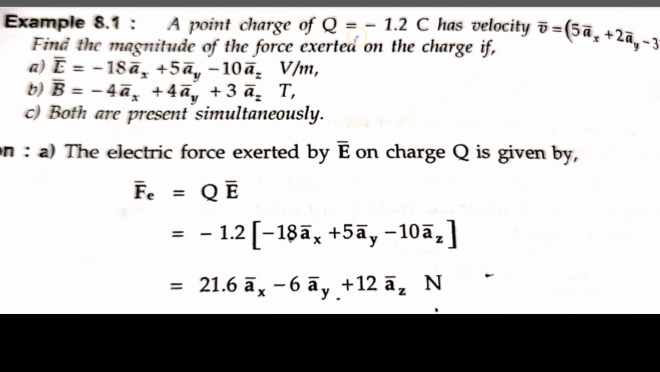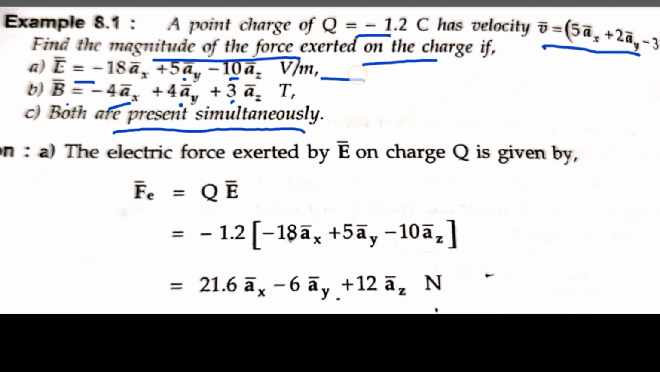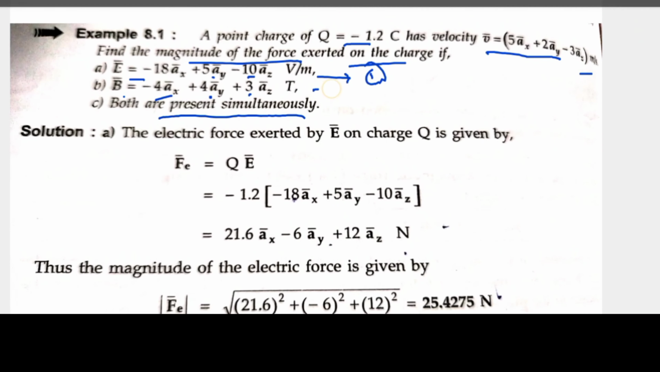A point charge Q equal to minus 1.2 coulombs has a velocity of 5ax plus 2ay minus 3az meters per second. Find the magnitude of the force exerted on the charge if E bar is given as 18ax plus 5ay minus 10az, and B bar is minus 4ax plus 4ay plus 3az. Both are present simultaneously. For the electric force we use the first equation, for the magnetic force we use the second equation, and finally we add both using the Lorentz force equation, that is the third one.